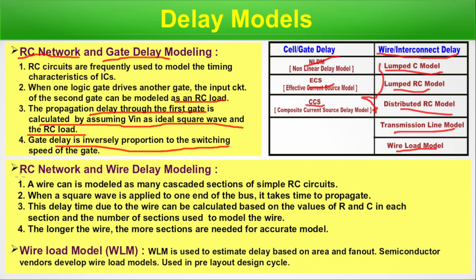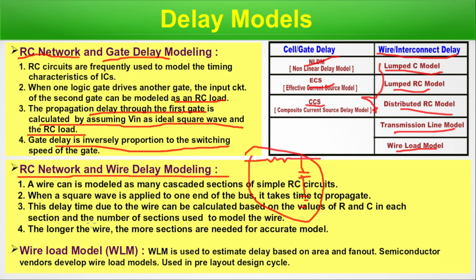Now, why is the RC network important? It gives us a good approximation of a long wire. A wire can be modeled as many cascaded sections. So first, what we actually do is take a smaller model of RC and keep on repeating that again and again. When a square wave is applied to one end of the bus, it takes time to propagate because of delay. Obviously, the delay time due to the wire can be calculated based on the values of R and C in each section. So we break it into smaller sections, calculate, and then do the summation. We will see it later.